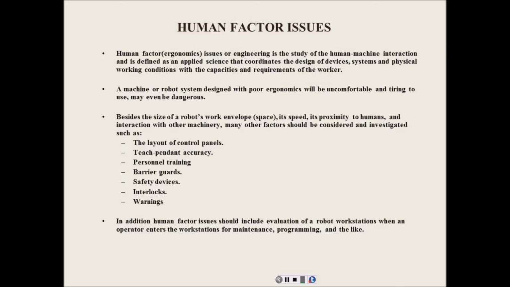And what they do is they come up with a cycle time. And one of the ultimate goals of the programmer is to make the shortest cycle time possible.